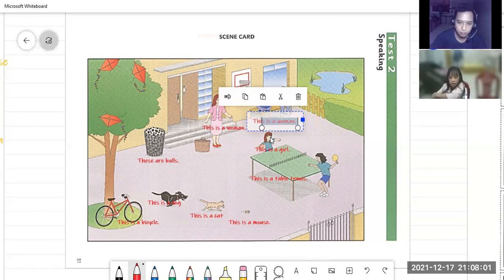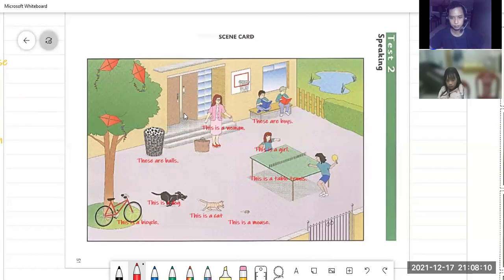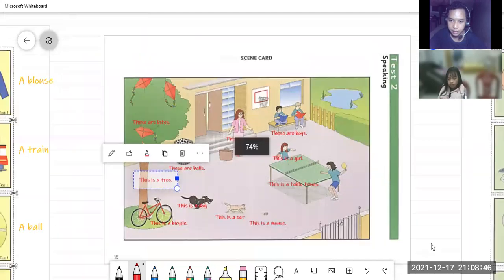These are boys. Okay, what else? These are kites. Okay. This is a tree. Very good. Very good, Ami. Okay, next, let's see what we have here.